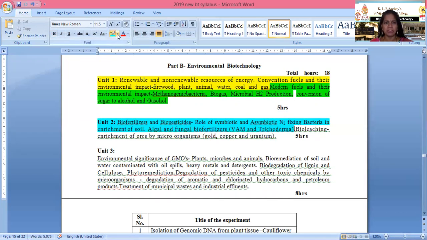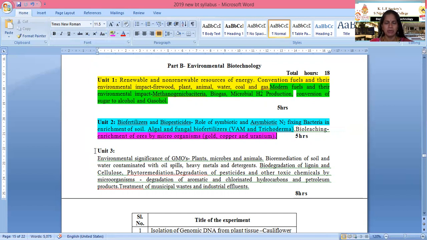Next, coming to the most important one, that is bioleaching. Focus on all this, because you will usually get the definition during your viva. Under bioleaching, you are going to study enrichment of ores by microorganisms, specifically gold, copper and uranium. So this is all about unit 2.